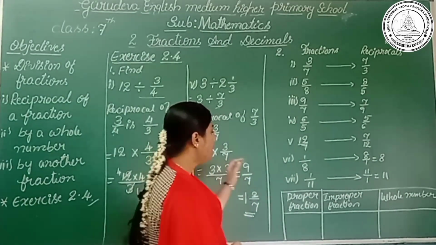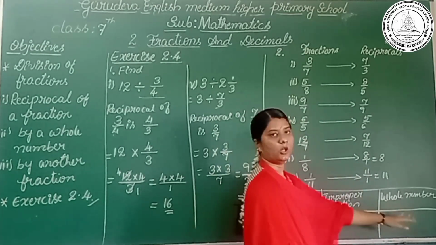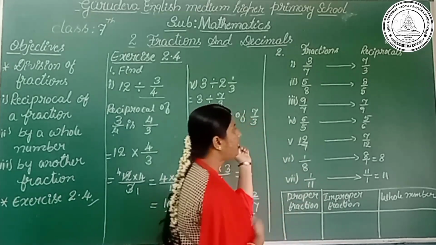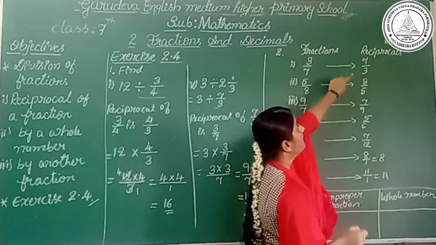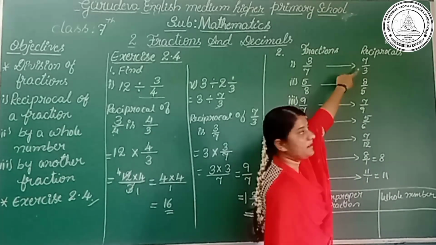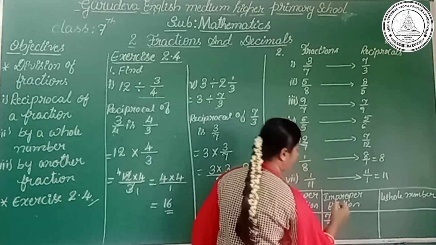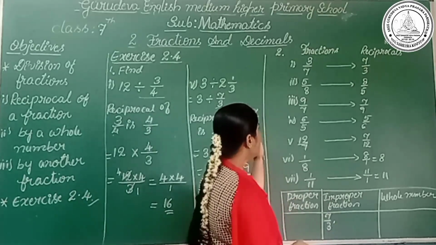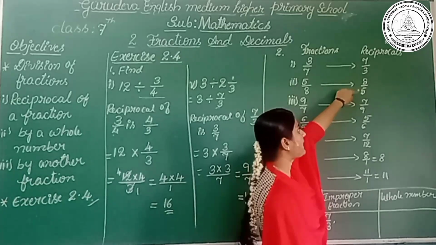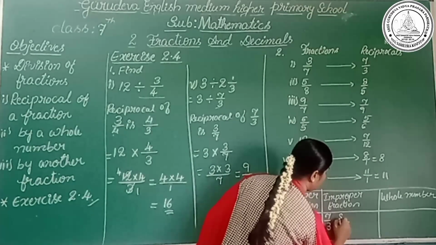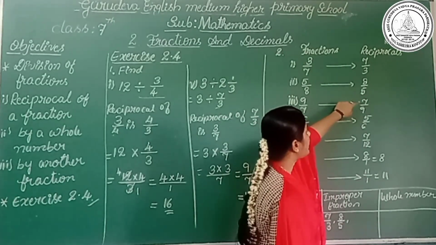Now we have to classify the reciprocals as proper fraction, improper fraction and whole numbers. The first reciprocal is 7 by 3, which is an improper fraction. Write it in the improper fraction column. The second one is 8 by 5, which is also an improper fraction. Write it in the improper fraction column, 8 by 5. Then the third one is 7 by 9.